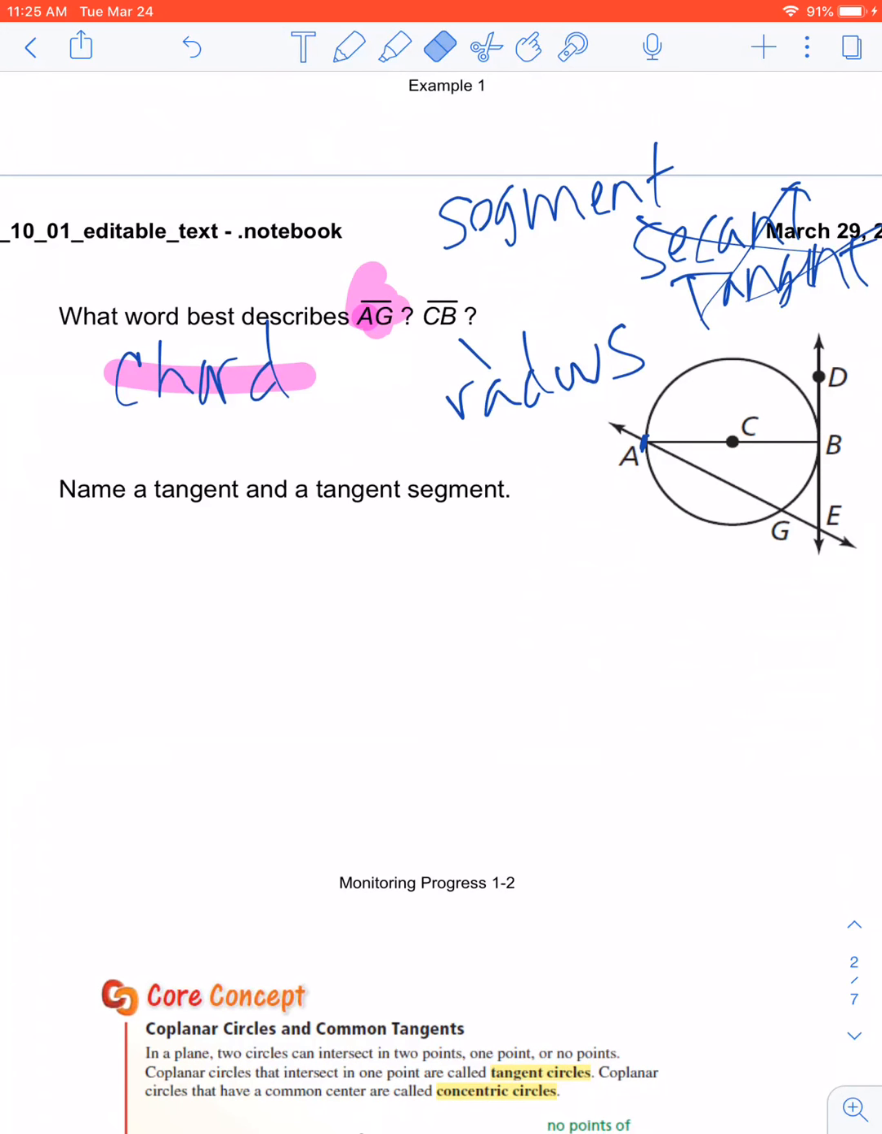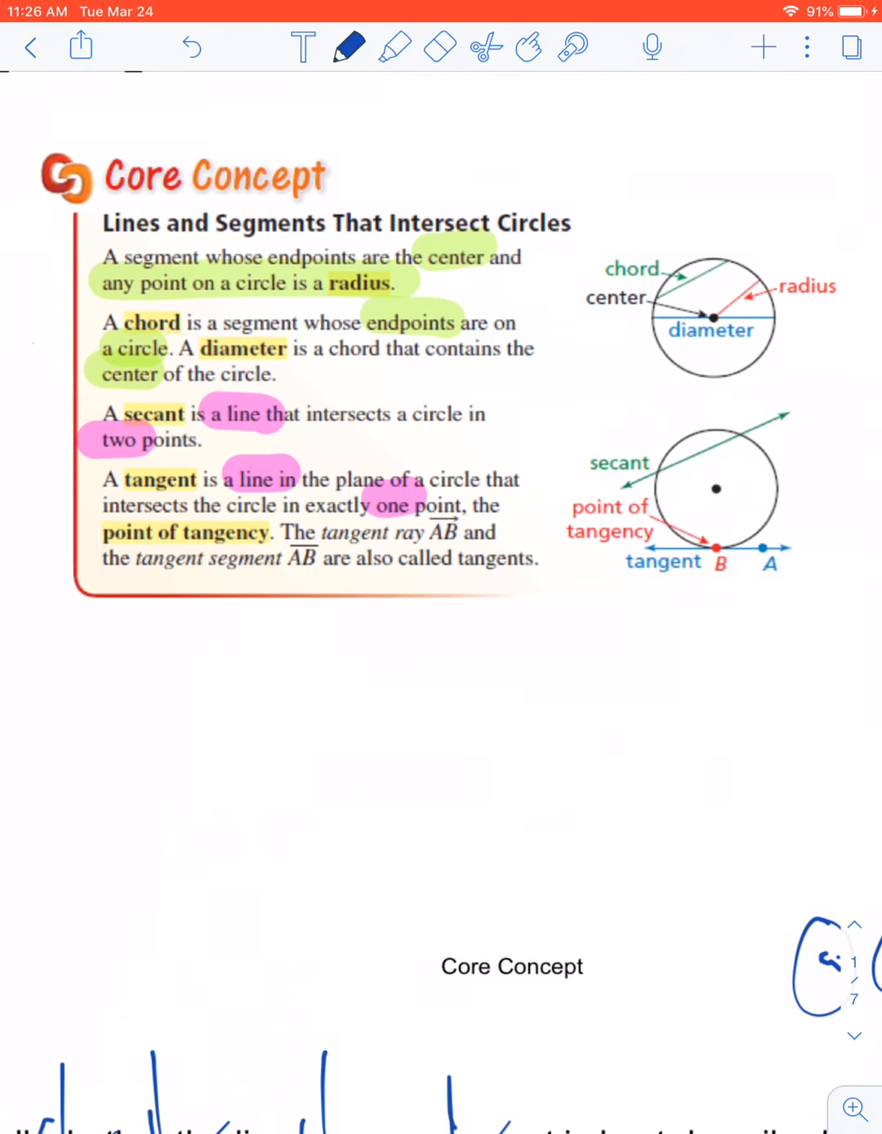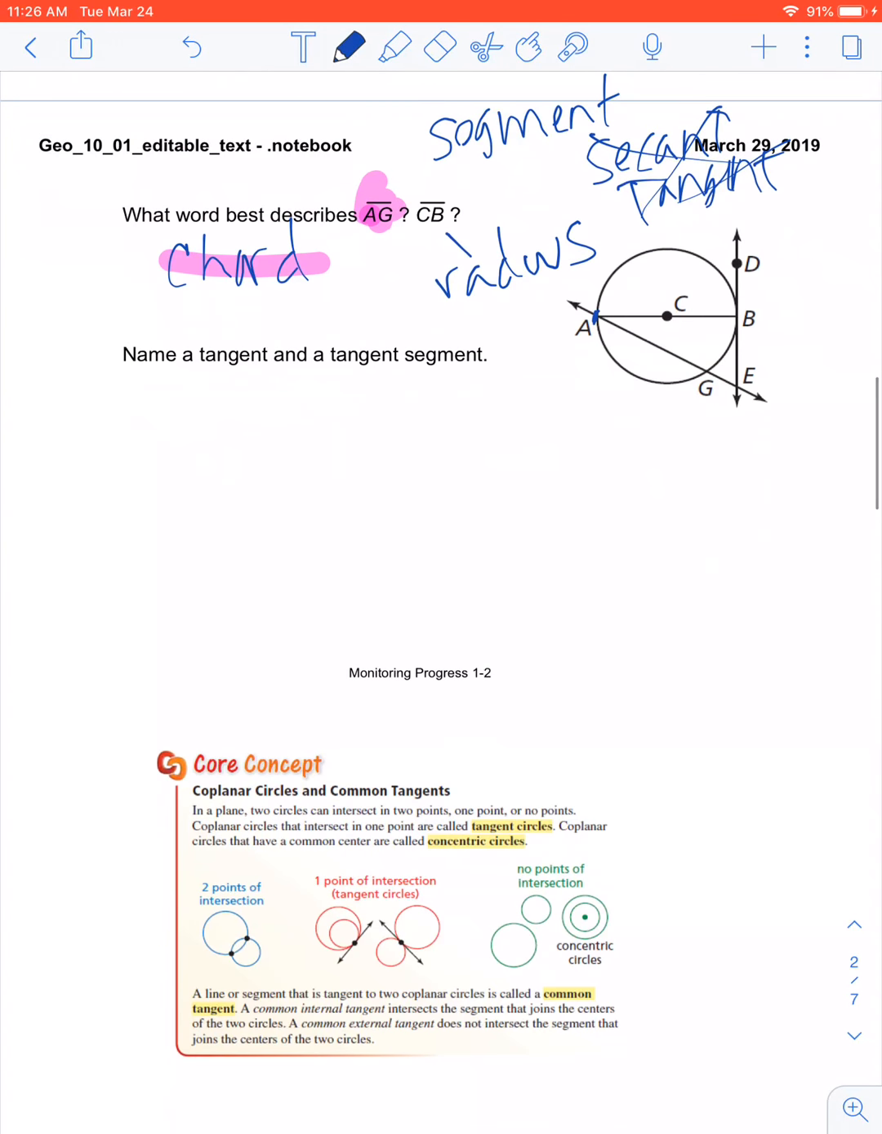All right, so the next question wants you to name a tangent. A tangent's a line, or it can be a ray. Let's go back and look at the definition. It says it's a line, but a tangent ray and a tangent segment are also called tangents.